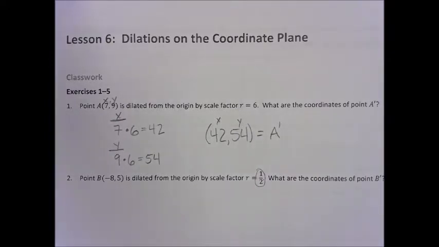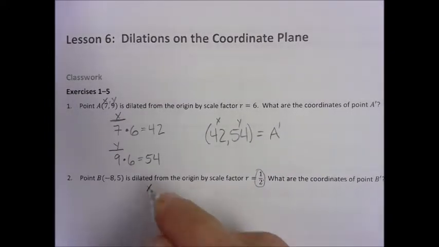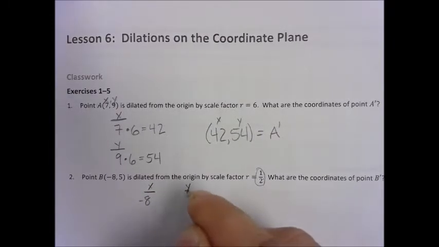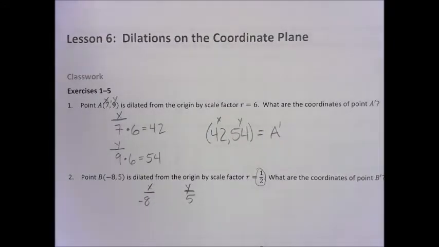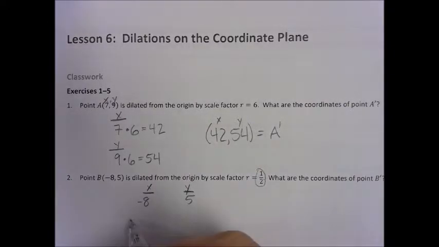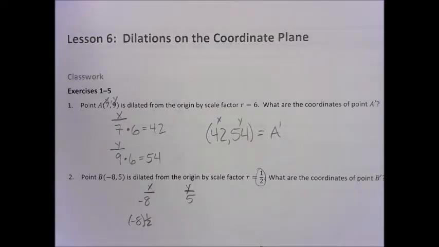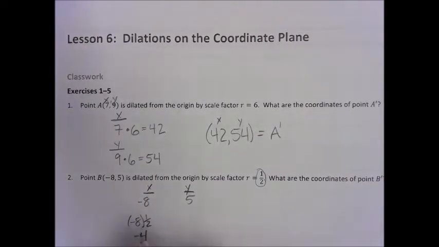Now, again, I take each one of these points, my x and my y. My x is negative 8. My y is 5. Okay? And what I have to do is take each one of these numbers and multiply it times my scale factor of 1/2. So if I have negative 8 times 1/2, what is half of negative 8? Well, it's negative 4. So negative 4 is my x.